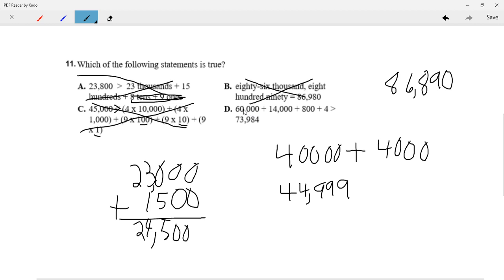Let's double check. We have 60,000 plus 14,000, so that would be 74,000. 804 is greater than 73,984, and that is correct, right? We didn't even have to add in the 804 because 74,000 is greater than 73,984.